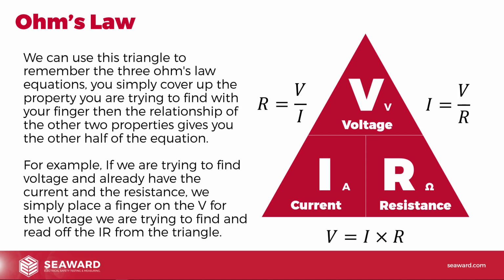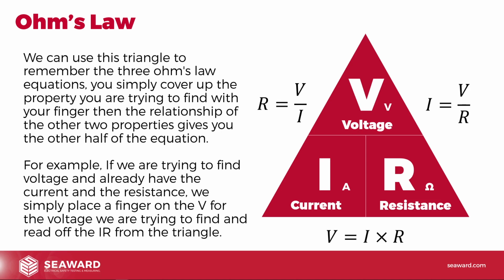So if you do that, you cover over the V, and what you're left with is IR, or I times R. So that part of the Ohm's law equation, V equals I times R. So the voltage is always equal to the current multiplied by the resistance.